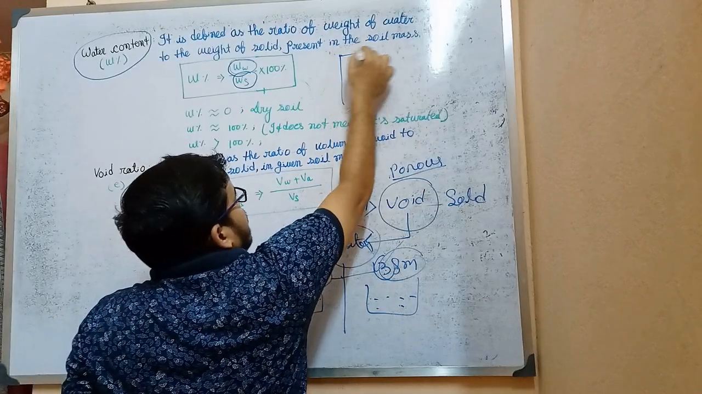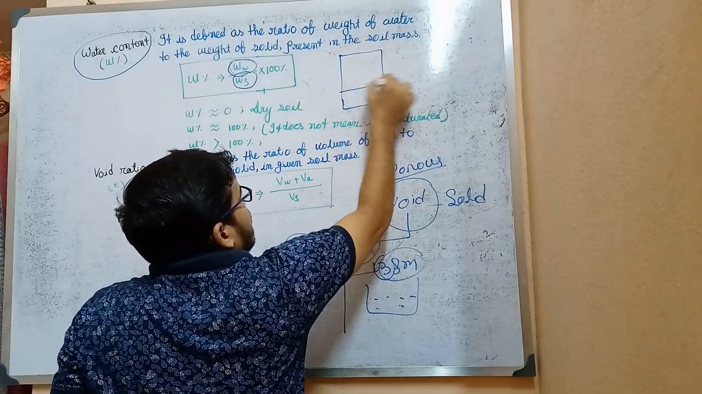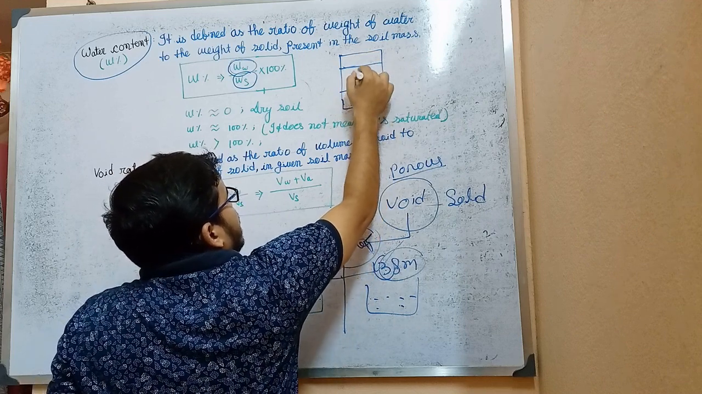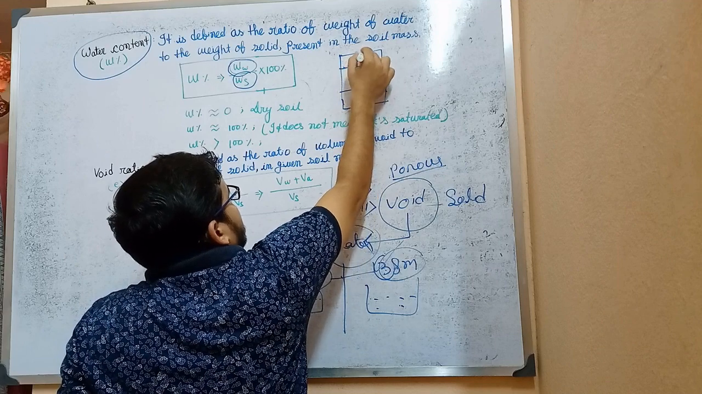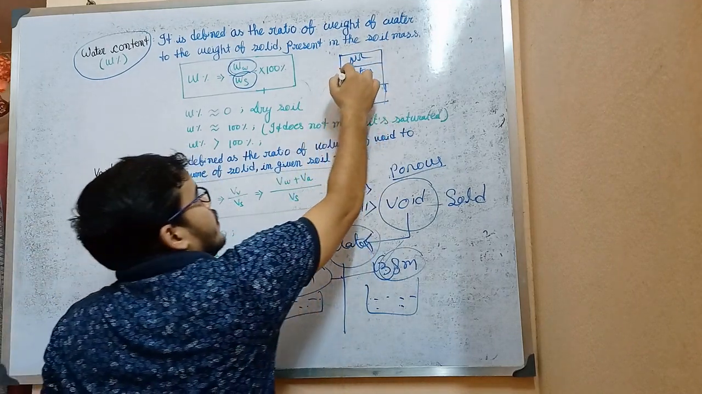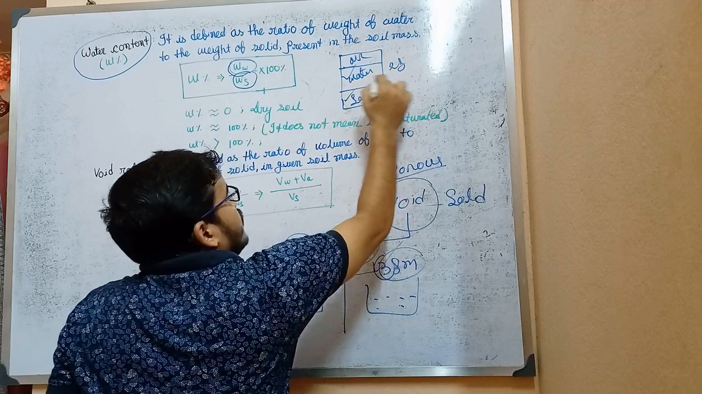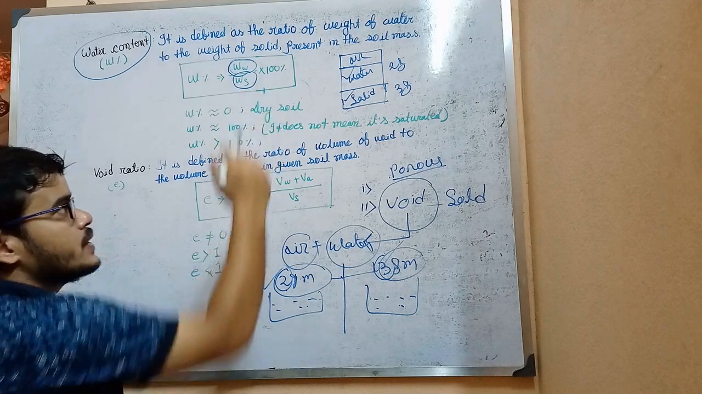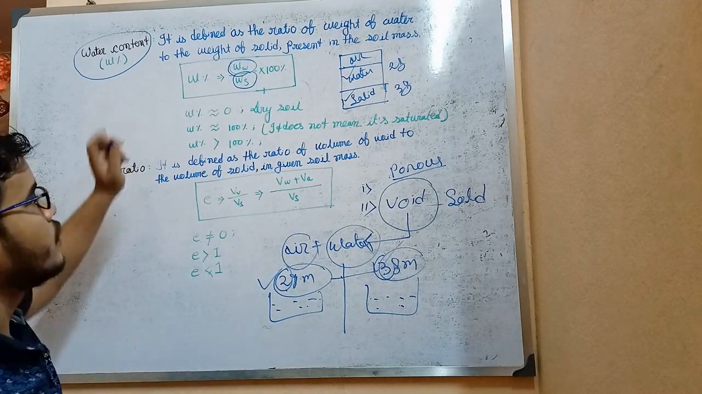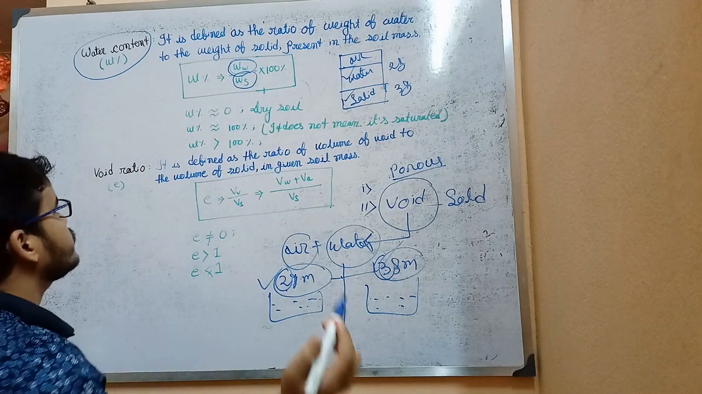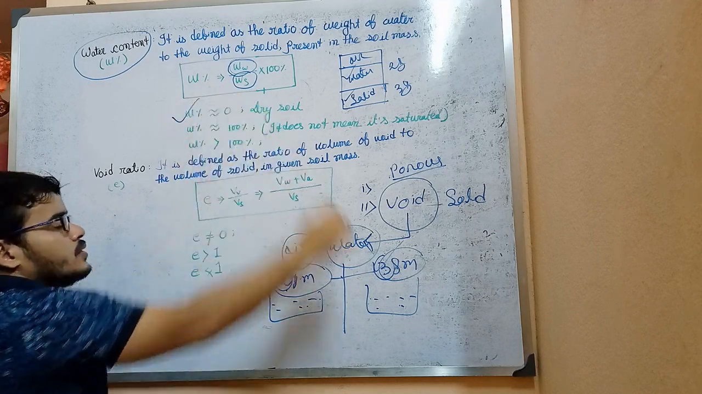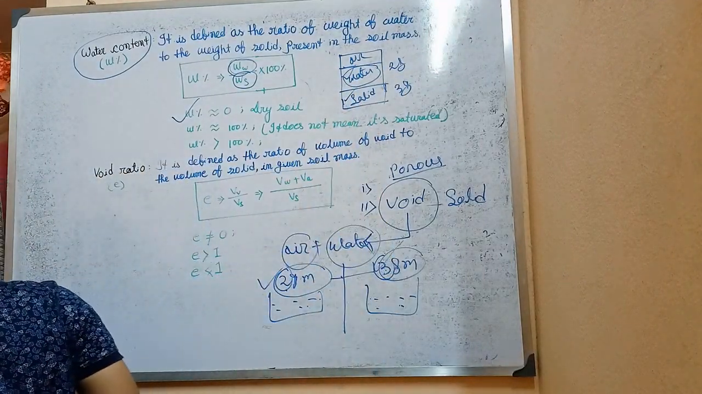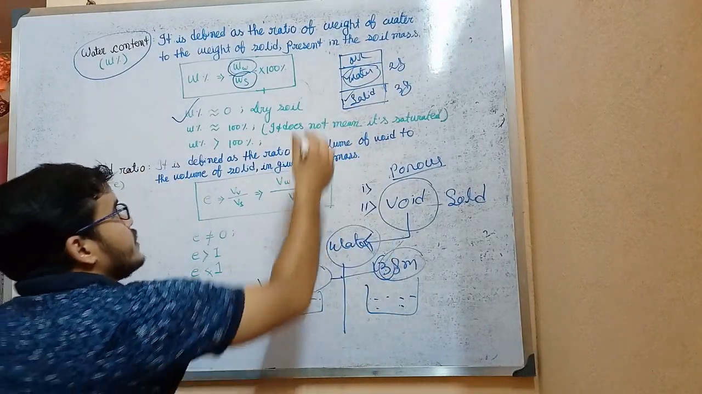If we define a soil by its phases, solid, water and air, then the weight of the water may be 2 gram and the weight of solid may be 3 gram. Then 2 by 3 is called the water content. Now, if water content is 0, that means there is no water. That means it is a dry soil.